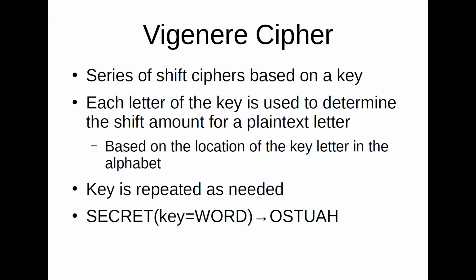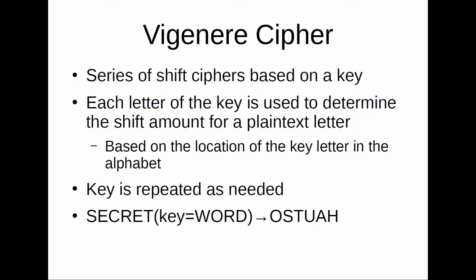So for example, secret with a key of word, when you apply the Vigenere cipher, it would become OSTUAH. And since the key isn't long enough to cover the entire word secret, after you've encrypted 4 letters, you would start over with the E from W, and then the T would be shifted with the value of O.